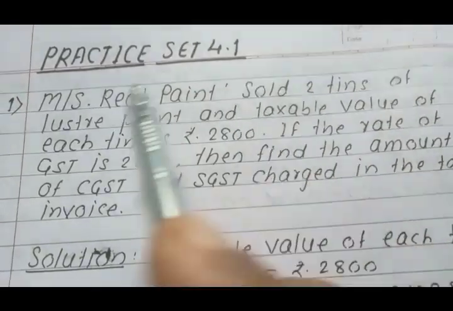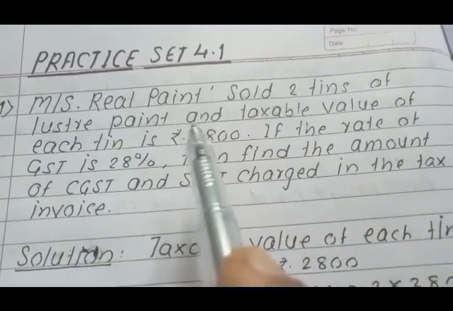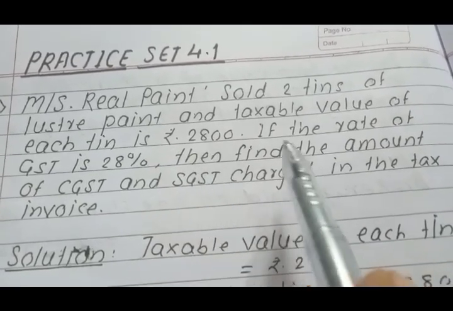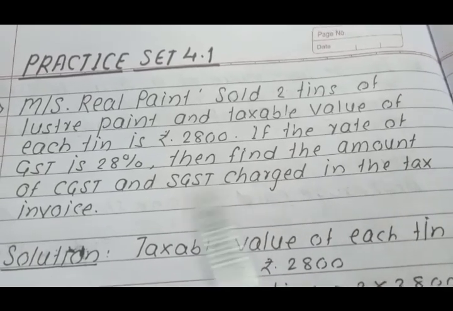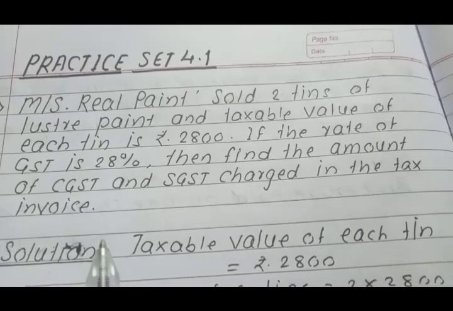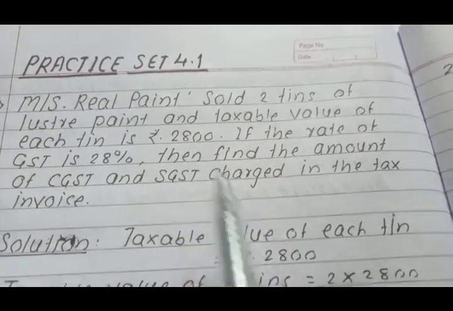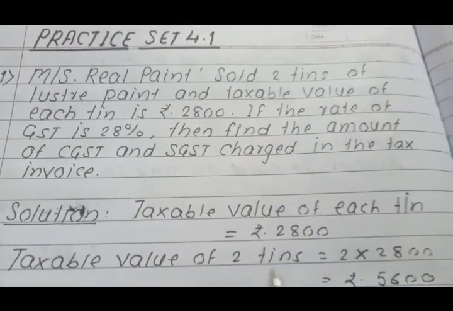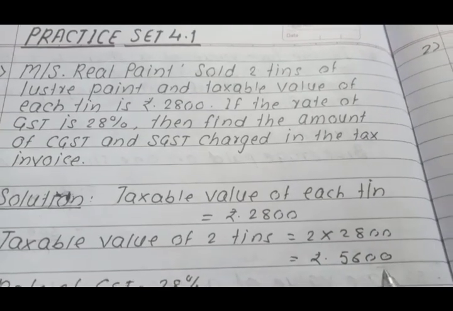Practice set 4.1. Number 1, Messrs Real Paint sold 2 tins of luster paint and tax value of each tin is rupees 2800. If the rate of GST is 28%, then find the amount of CGST and SGST charged in the tax invoice. Answer, tax value of each tin 2800 rupees. There are two tins. So tax value of 2 tins equal to 2 into 2800, rupees 5600.